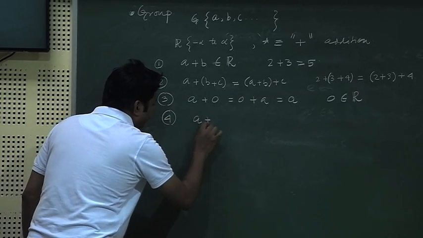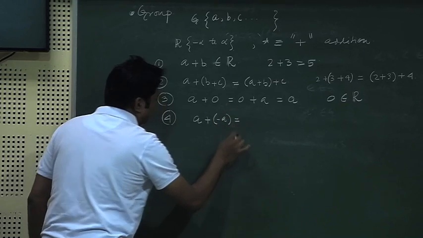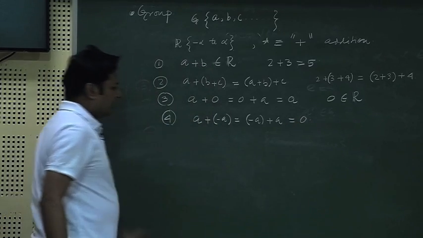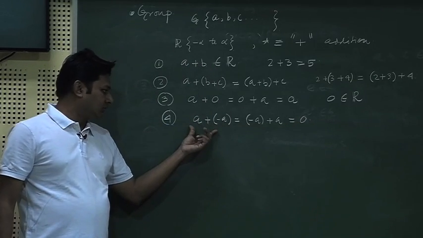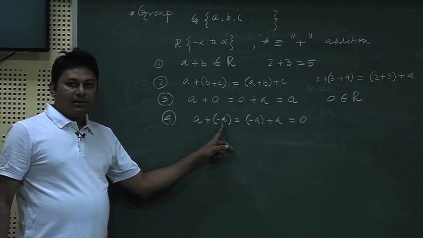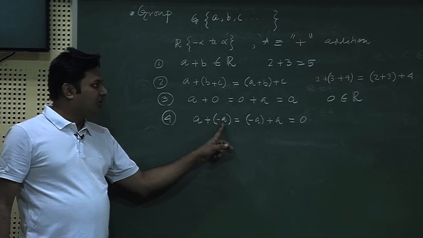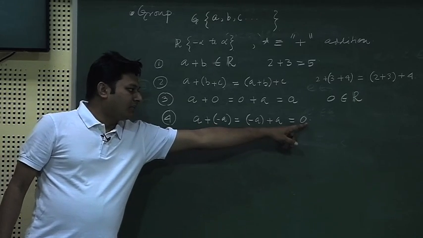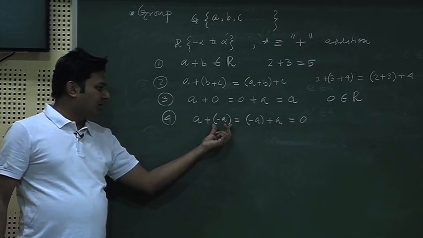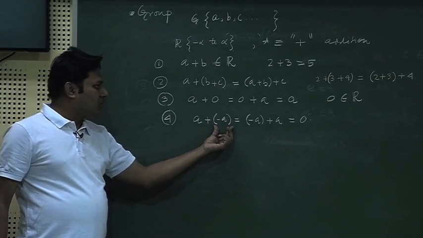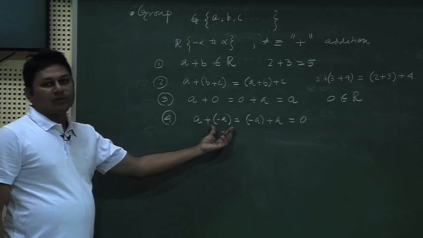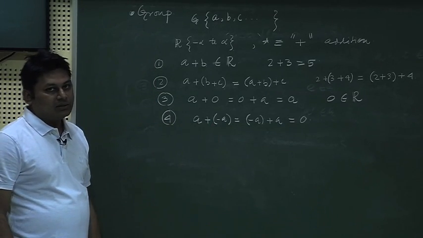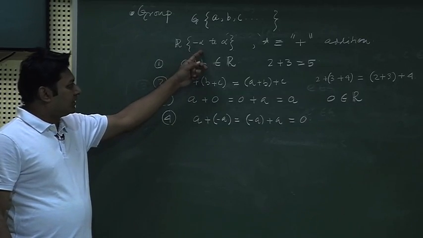Fourth thing, A is any element I want, and minus A is again an element inside the set R. Now, if I add these two things, I will return back my identity element. So, minus A here is the element which we call the inverse under the plus operation. So, all four properties are satisfied when I take the real number set and addition.